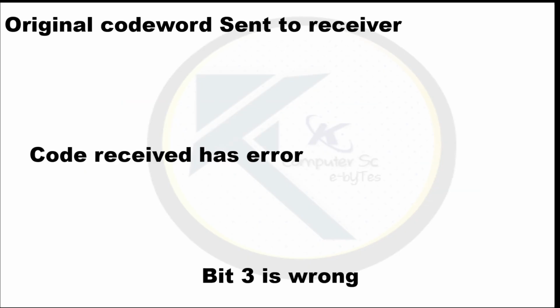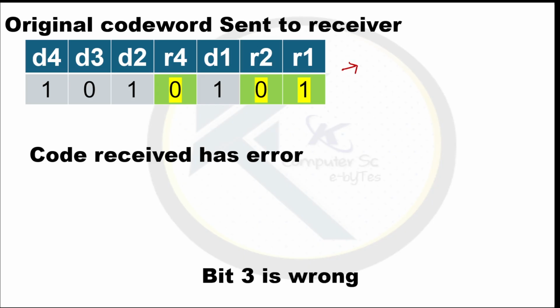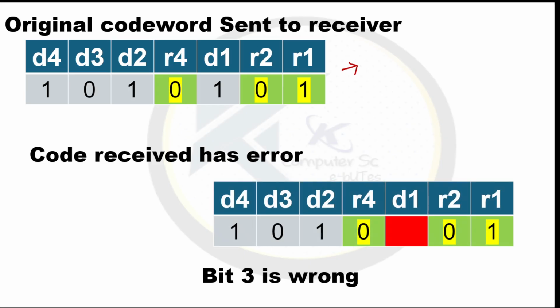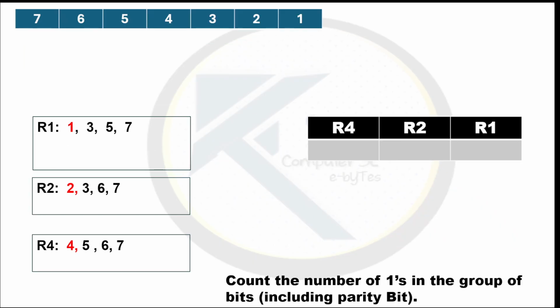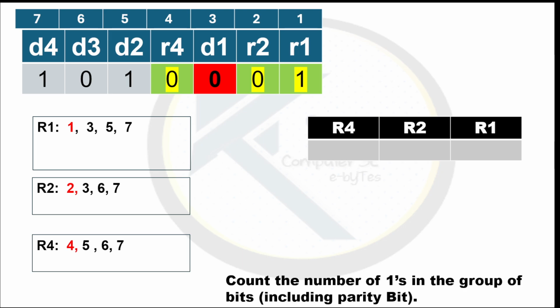Now let us see what happens at the receiver side. So this is our original code which was sent. So let us assume that the code has arrived with an error at location 3. Originally it had 1, but it got changed to 0. So bit 3 is wrong. Let us see how Hamming code will detect this error. So here we are going to count again. This is the group of bits for R1. These are the group of bits controlled by R2, and these are the group of bits controlled by R4.